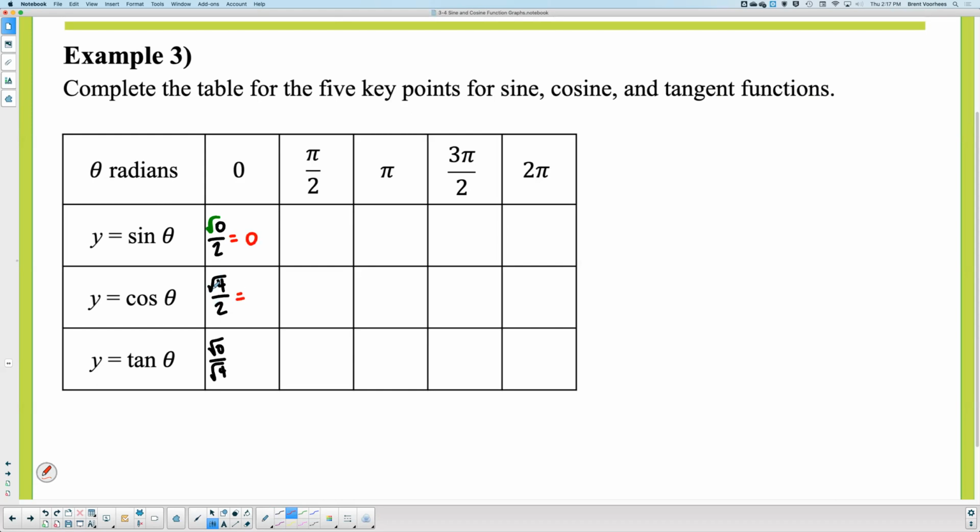This one reduces. What's the square root of 4? 2. 2 divided by 2 is 1. This also reduces. What's the square root of 4? Or, excuse me, y'all told me this one already. 0 divided by 2 becomes 0.